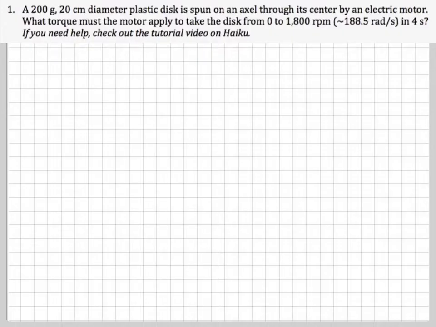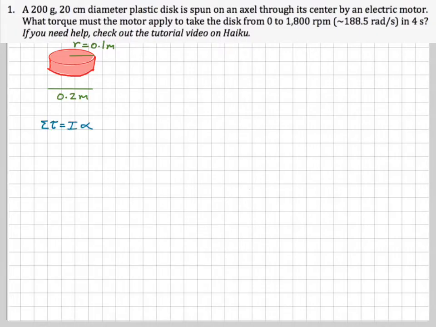Good place to start, as always, is to draw a diagram. So let's draw a diagram of this disc. Let's label the things we know. Specifically, we know that the diameter is 0.2 meters, so that means that the radius is 0.1 meters.